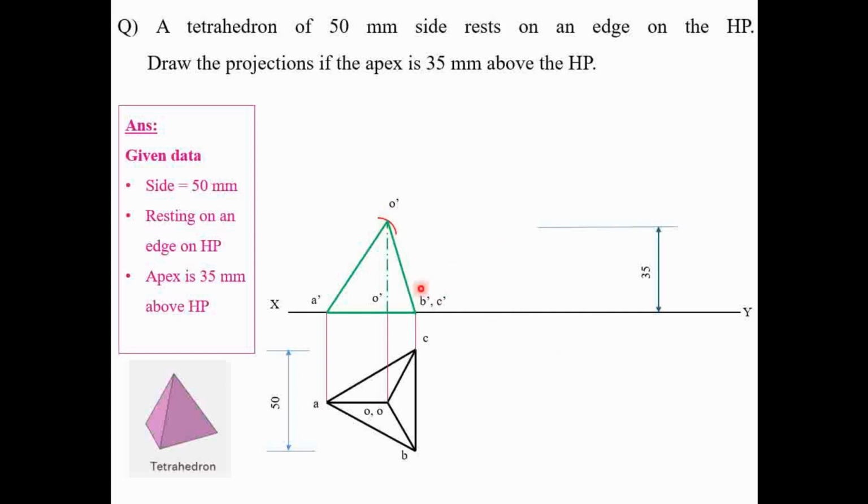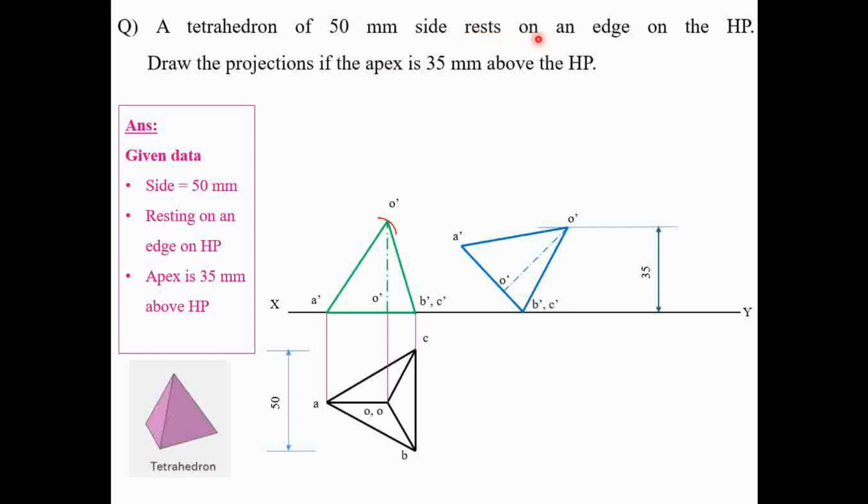here from the xy line. Yeah, completely redraw the same structure by keeping the position of the apex point at a 35 mm distance from HP. Okay, so by redrawing the same diagram, keeping the apex 35 above the HP, the object will be tilted somewhat, and you will find the edge B dash to C dash is resting on HP as per the given condition.